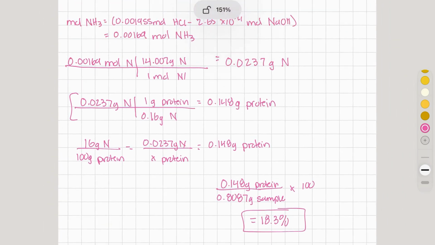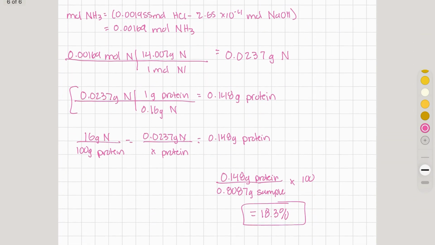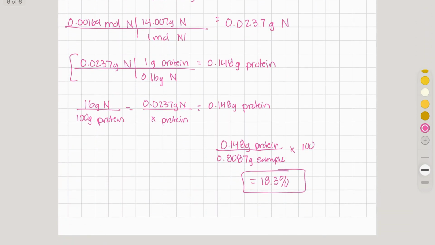So that was kind of a lot of work, just because we were just finding moles over and over and then just doing some dimensional analysis. But again, the concept itself is going to be relatively simple if this part makes sense to you. So try talking through that, working through that, and then see if you can get this 18.3%.